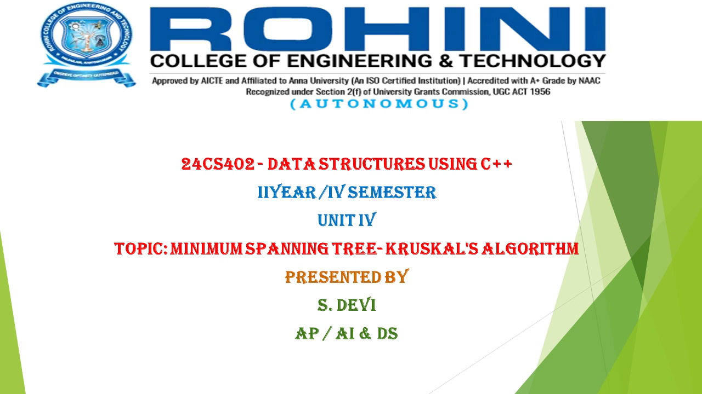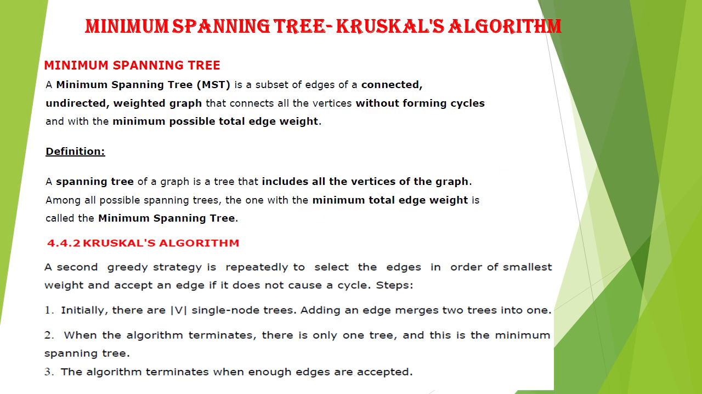Today we are going to discuss the topic minimum spanning tree, and then we are going to see Kruskal's algorithm. We will see what a minimum spanning tree is. A minimum spanning tree is a subset of edges of a connected, undirected, weighted graph that connects all the vertices without forming a cycle and with the minimum possible total edge weight. Among all possible spanning trees, the one with the minimum total edge weight is called the minimum spanning tree.